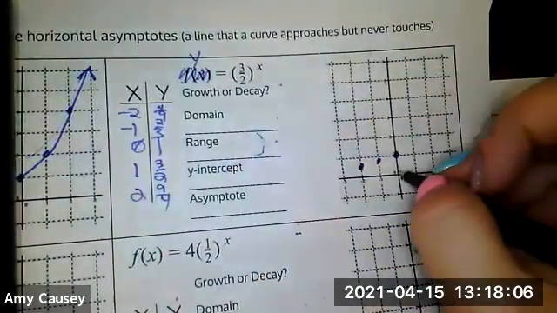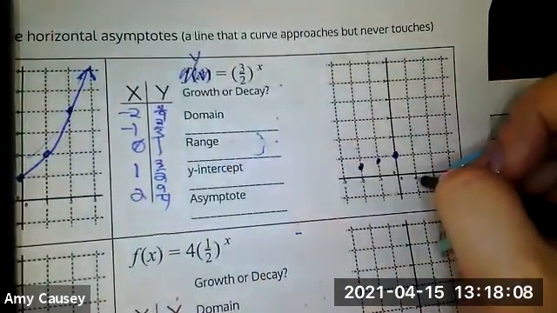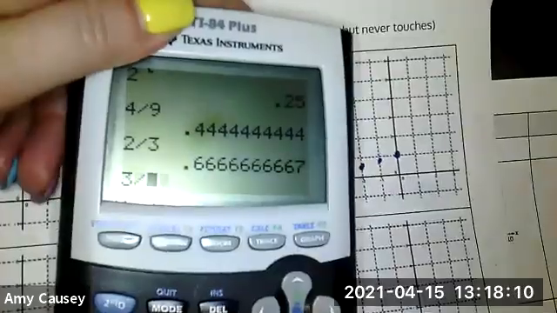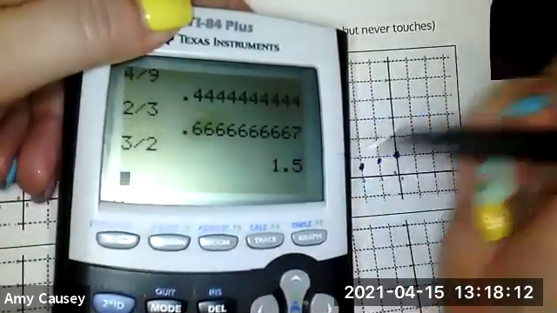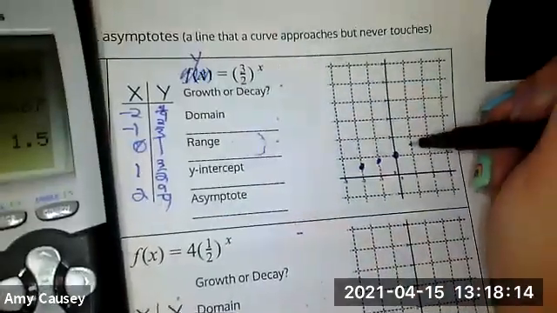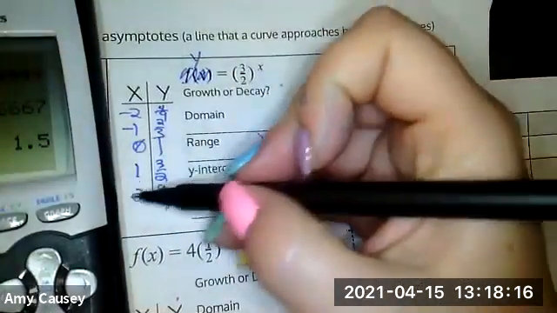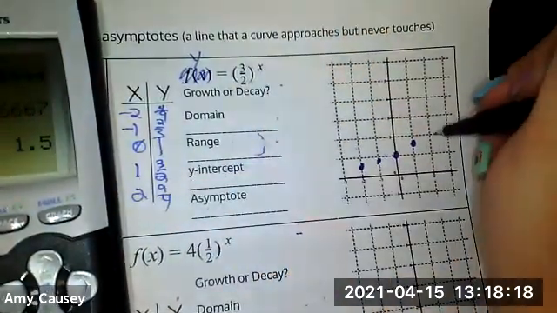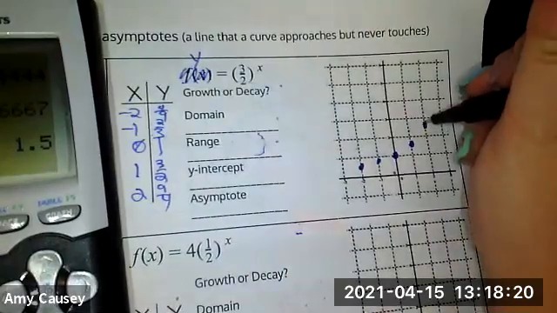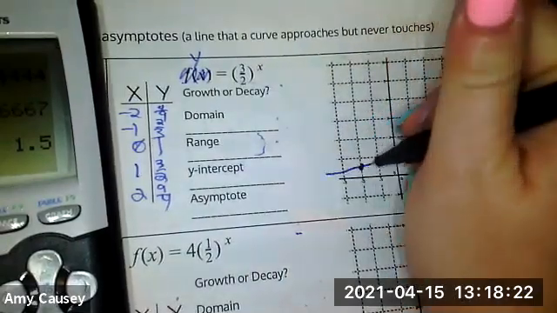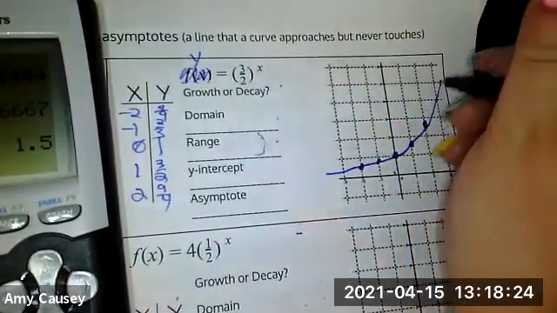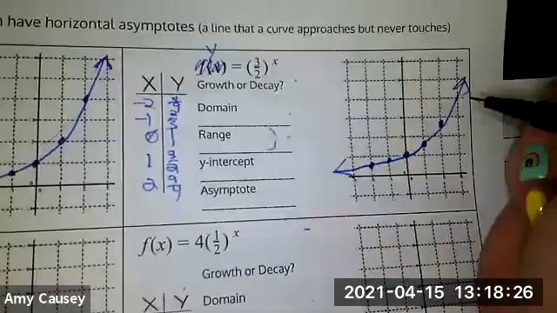1, 3 over 2. If I don't know what 3 over 2 is, I can always do this. So it's 1.5. 1, 1.5. And then 2, 9/4. So 2, and then it's a little more than 2 when you type it in your calculator. So it looks like I'm going to go like this. Is that growth or decay?